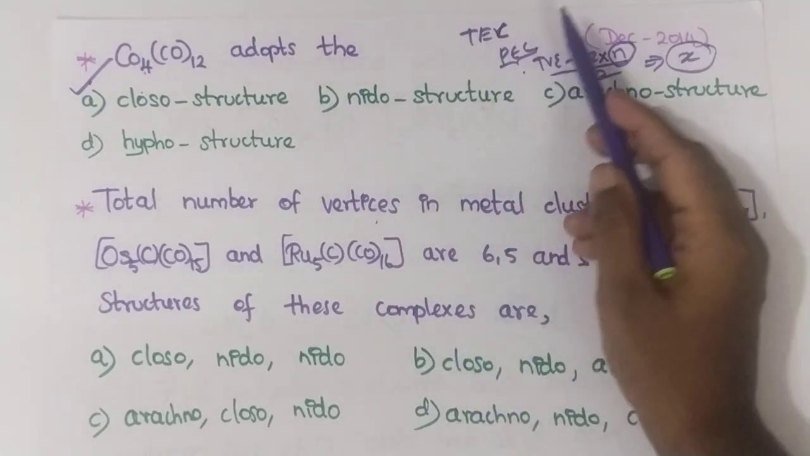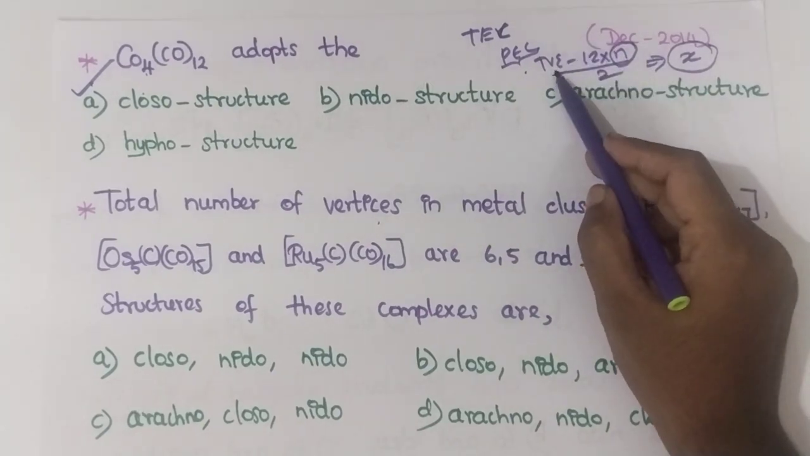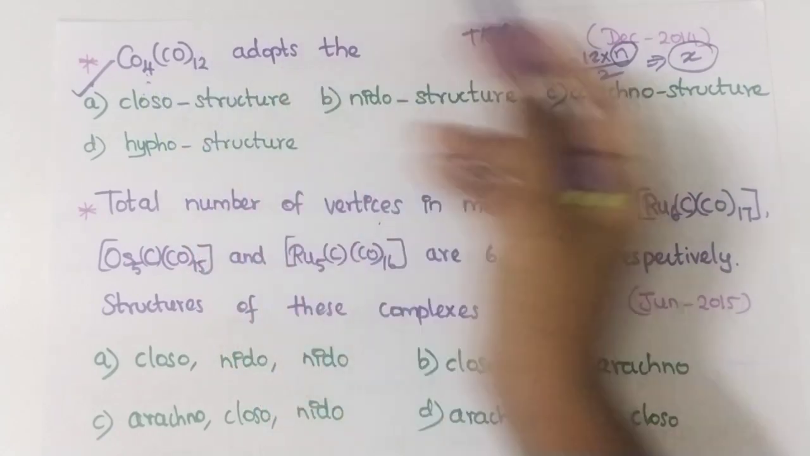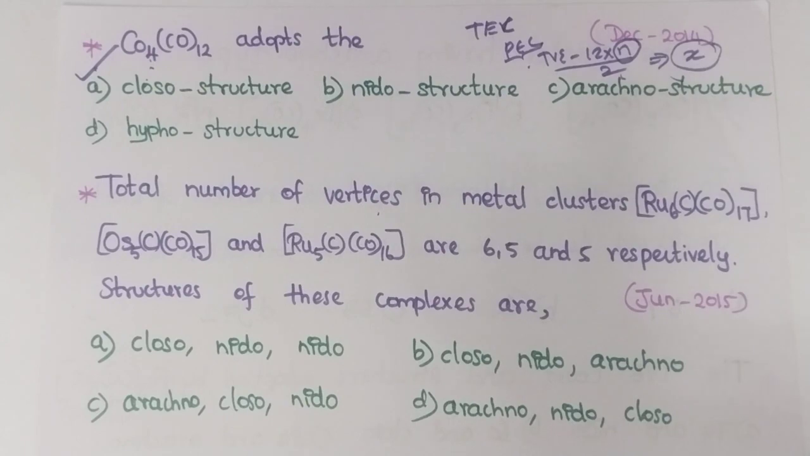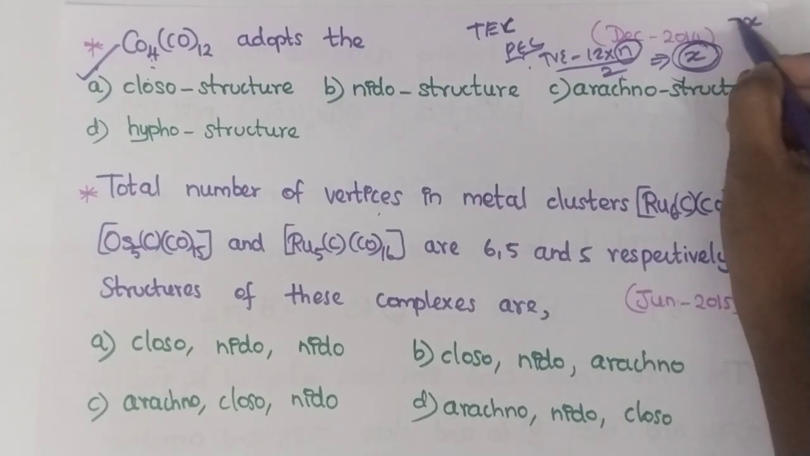find out the polyhedral electron pair count. What will you do to get it? Total valence electron count minus 12 into the number of metal atoms present, divided by 2. It will give you a number. You have to split that number, that is metal plus, see for example, if you are having x, x will be the answer.